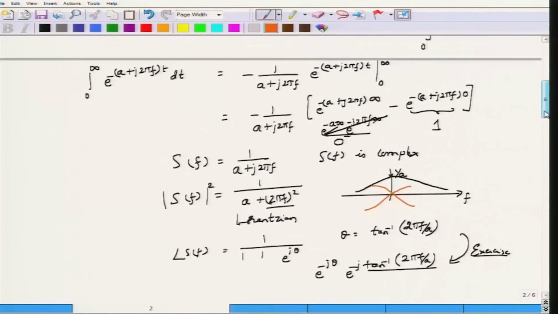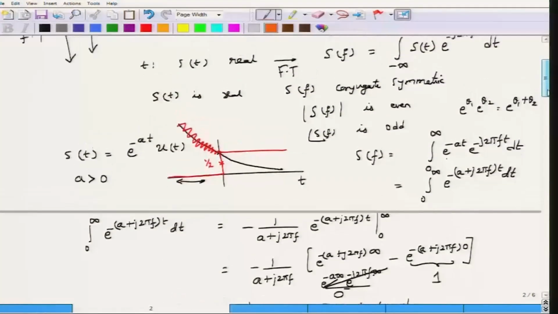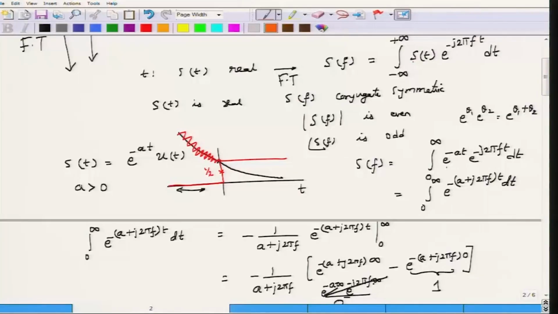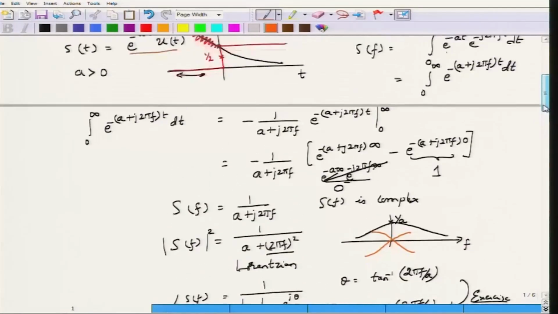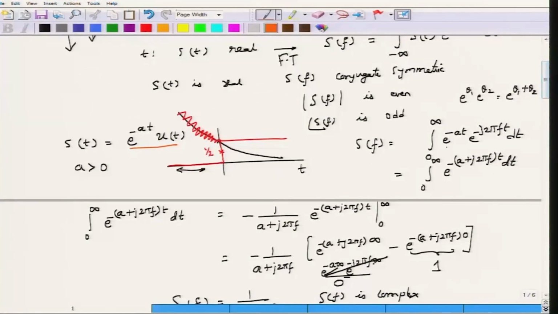Okay. So, what I was trying to tell you is that S of f for a real valued S of t, and certainly this e to the power minus a t u of t is a real valued signal. For this real valued signal, S of f turns out to be a conjugate symmetric function. So, this conjugate symmetric implies that the magnitude of S of f is even symmetric and the phase of S of f is odd symmetric. Okay. So, this is what the Fourier transform representation of the signal S of t is.